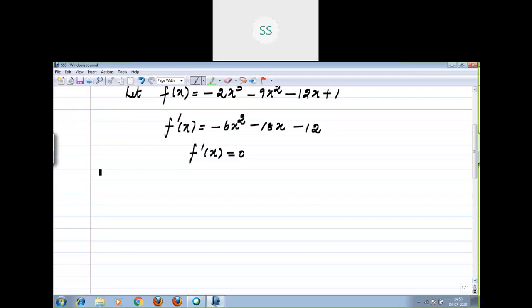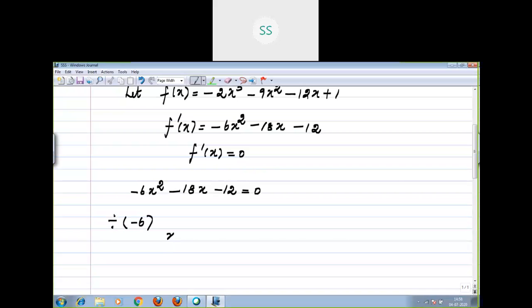Now your f dash of x is minus 6x square minus 18x minus 12 equal to 0. Here one thing you have to listen, everything is a multiple of 6. So the right hand side you have 0, so you can divide by minus 6. Divide by minus 6. Then what is your answer here?